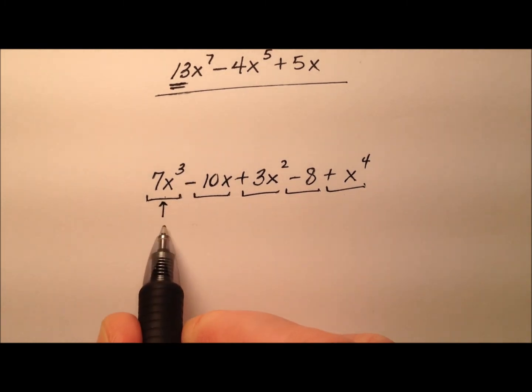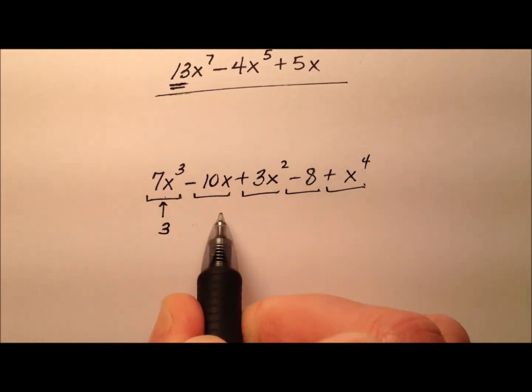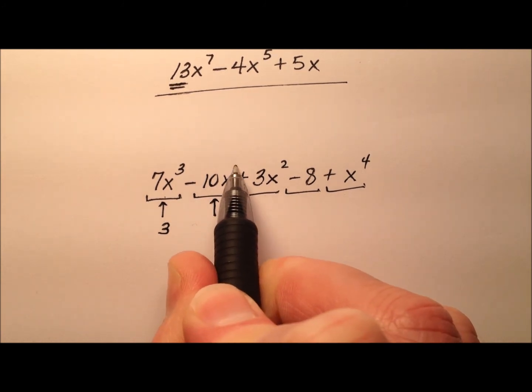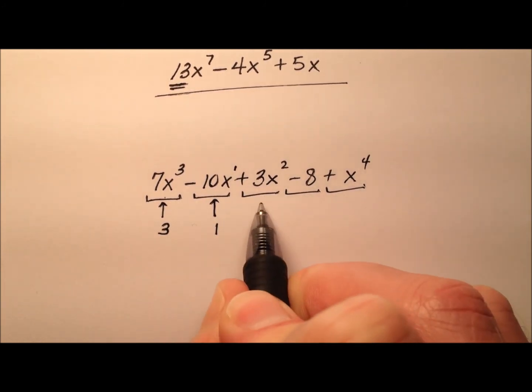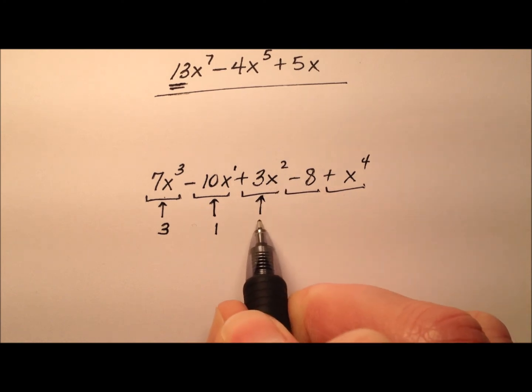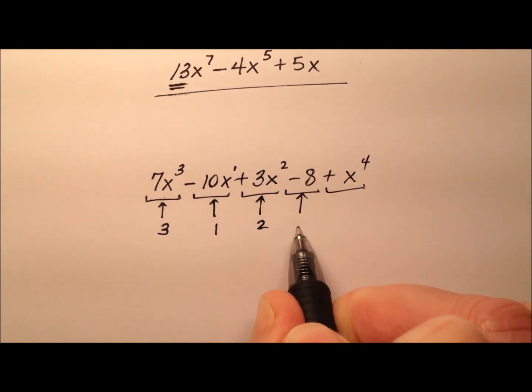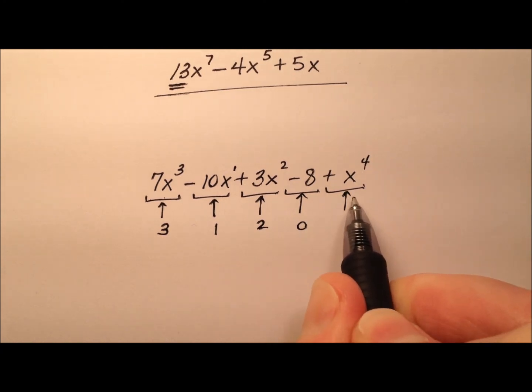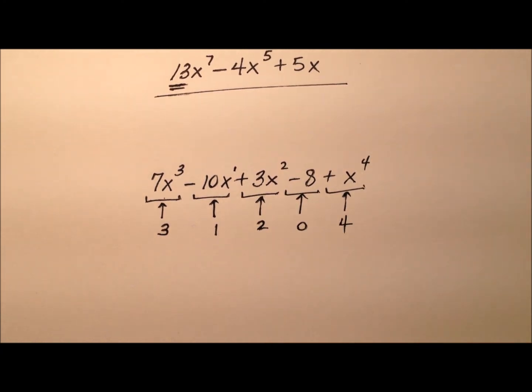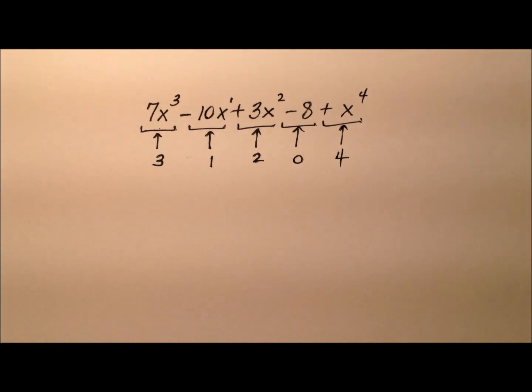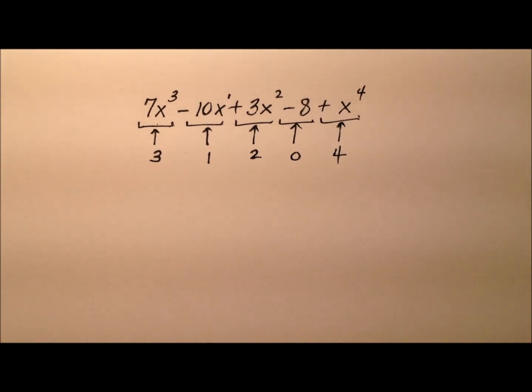So this first one is degree 3, so that's our cubic term. The second one is degree 1, so that's our linear term. The third one is degree 2, so that's our quadratic term. The fourth one is degree 0, so that's our constant. And the last one here is degree 4, so that's our quartic term. So we can go ahead and write this in standard form, and then we'll also address the leading coefficient.